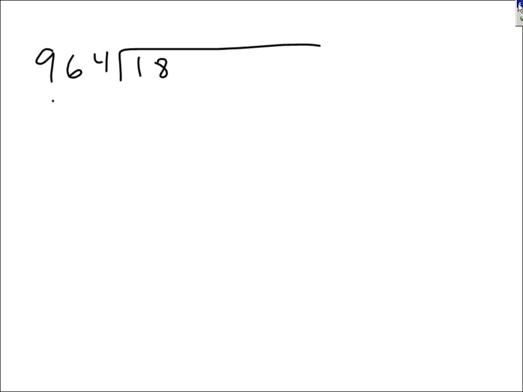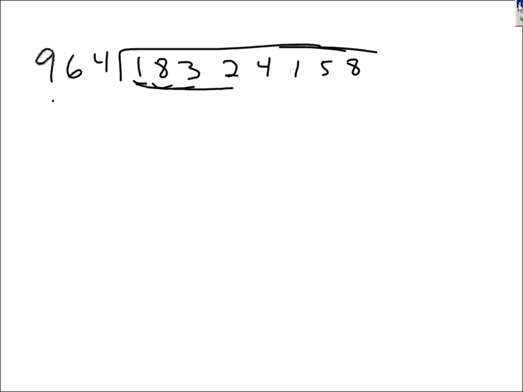1, 8, 3, 2, 4. I want it to go evenly, so I'll say 158. 158. You need to know your 964 table. Well, it doesn't go into 1 even one time, or 18, or 183, but 1832 is more than 900.